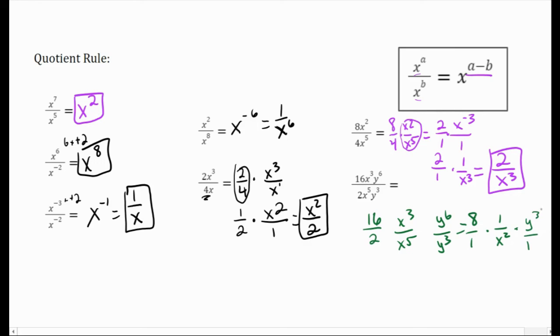Now I'm going to multiply all of these together to get my final answer here of 8y to the power of 3 over x to the power of 2. And that is all of my practice problems using the quotient rule to help us understand the exponent rules.